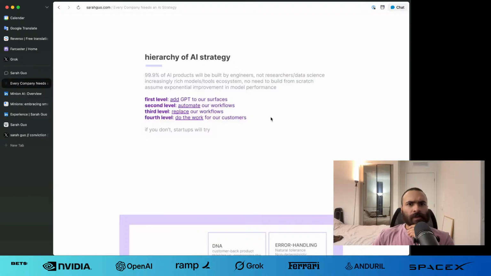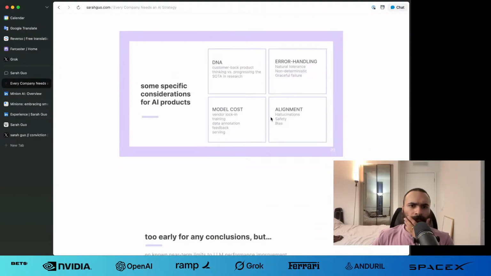Hierarchy of AI strategy: 99.9% of AI products will be built by engineers, not researchers. Data science, increasingly rich models, tool ecosystem, no need to build from scratch. Assume exponential improvement in model performance. Add GPU to your surface. Automate our workflows. Replace our workflows. Do the work for our customers. If you don't, startups will try.